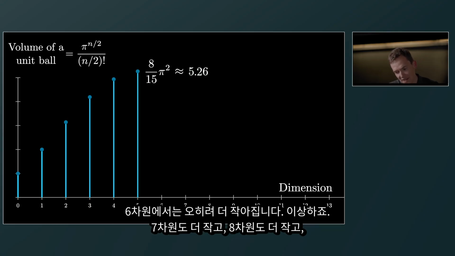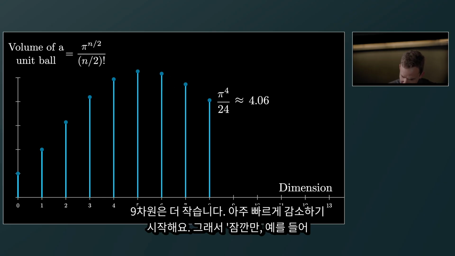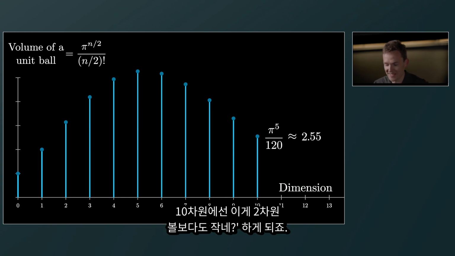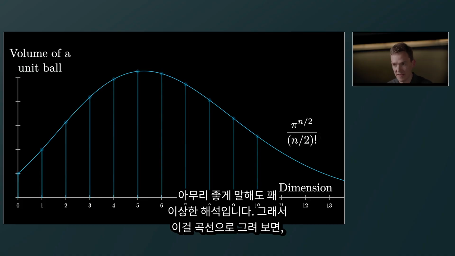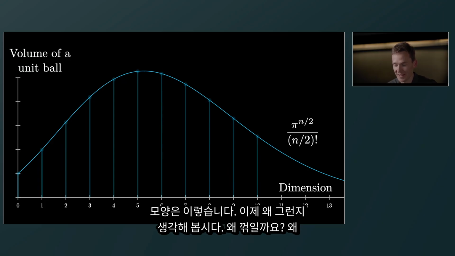Then it gets very worrying because at 6 dimensions, it's smaller. Like, that's weird. 7 is smaller, 8 is smaller, 9 is smaller still. It starts decreasing very rapidly. We're like, hang on a second. Up in, for example, 10 dimensions, that's actually smaller than the 2-dimensional ball. And that's a little strange to interpret, to say the least. And so if you draw the curve for this, where we're going to fill it in, not just for integers, but for everything, using the gamma function, here's what it looks like.